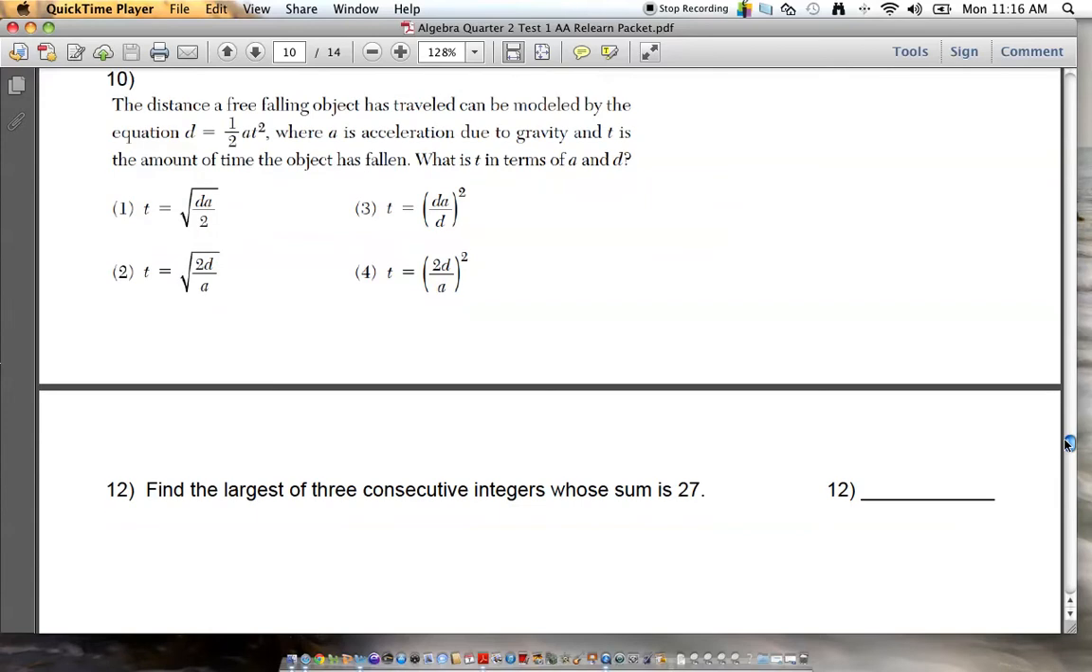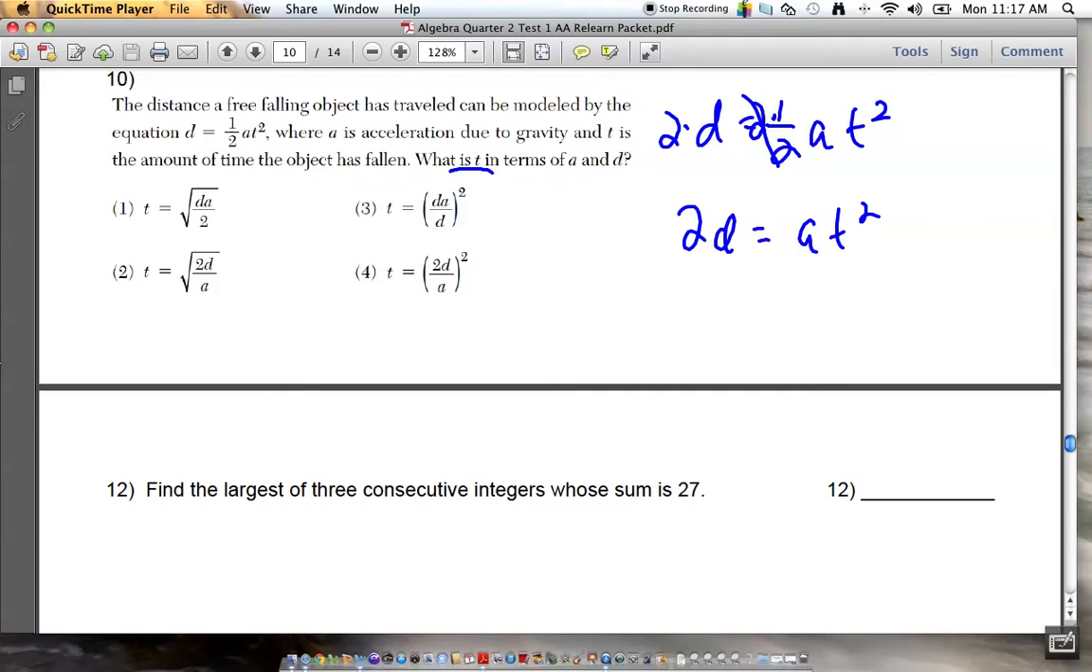The distance of a free-falling object can be modeled by that equation, d equals 1/2 at squared. What is t in terms of a and d? So I'm going to go to d equals 1/2 at squared. It wants to know what is t. So I want to say t equals. The first thing I have to realize is that this 1/2 is the same exact thing as dividing by 2. So the opposite would be to multiply by 2. So I get 2d equals at squared.